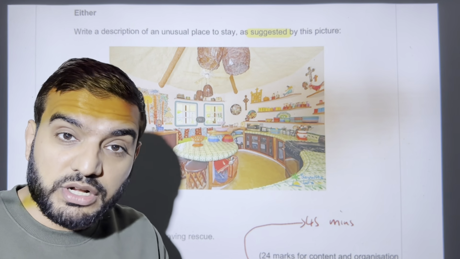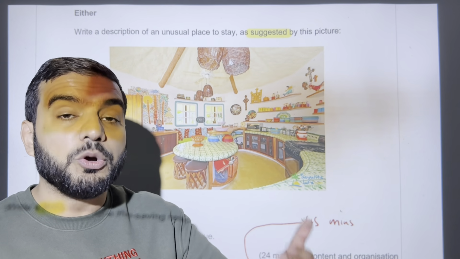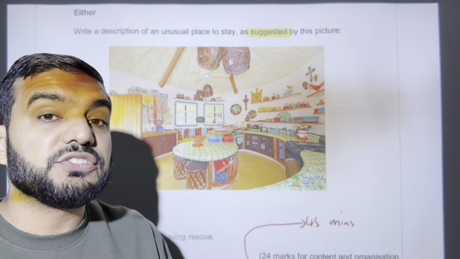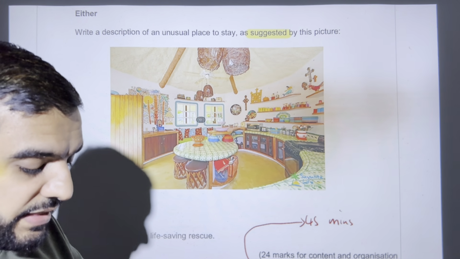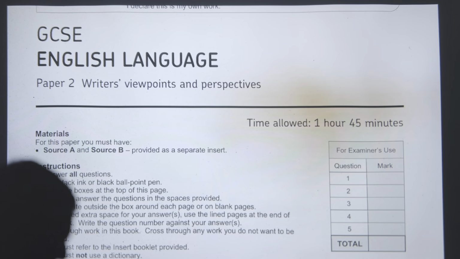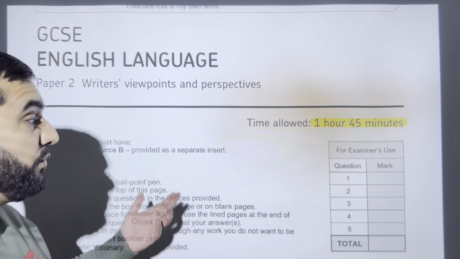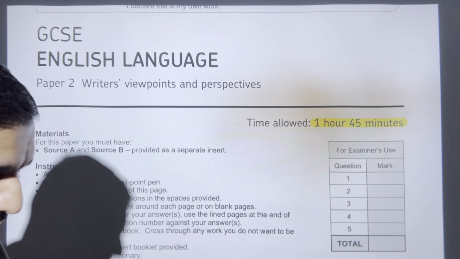Now, how do you answer the questions? What do you do for each question? Guys, those are topics for a different video, and I've covered them in other videos. In this video, I'm just gonna go over both of the papers. That's paper 1 done. Then we move on to English Language Paper 2. And if you look at this, guys, straight away, it's the same exact timing. Question 1, 2, 3, 4, 5, and you have 1 hour and 45 minutes.